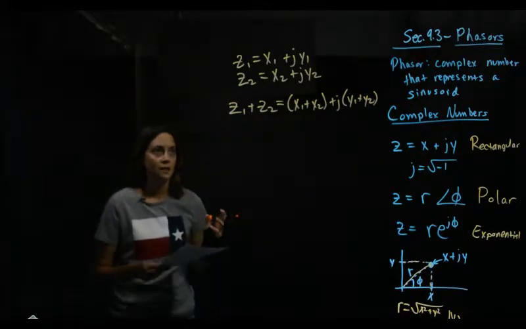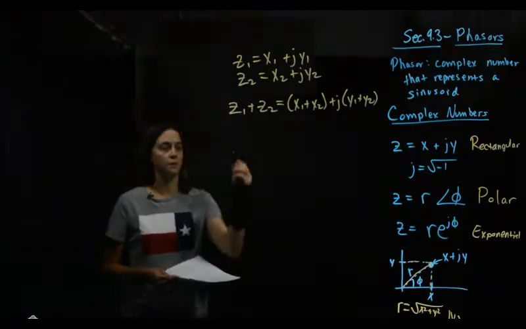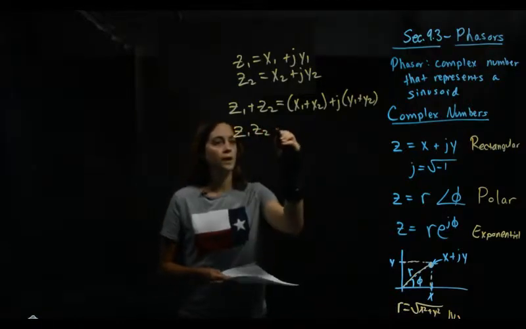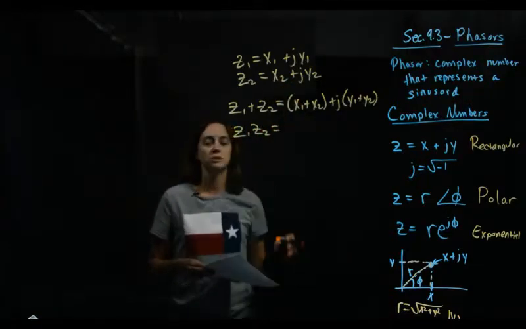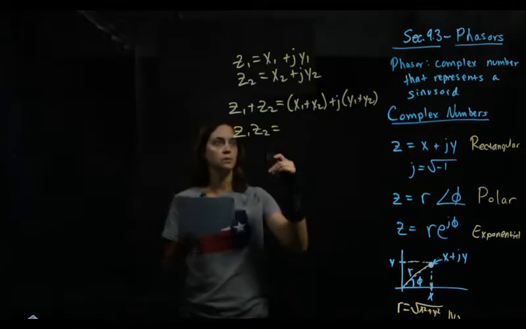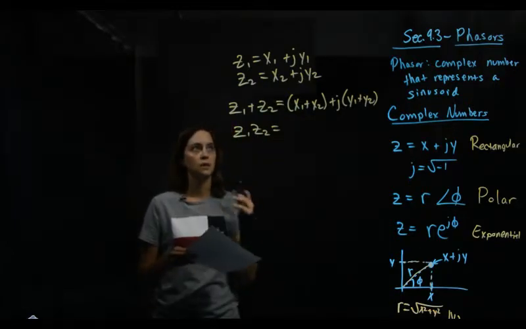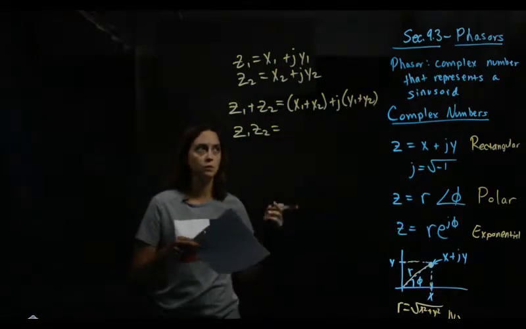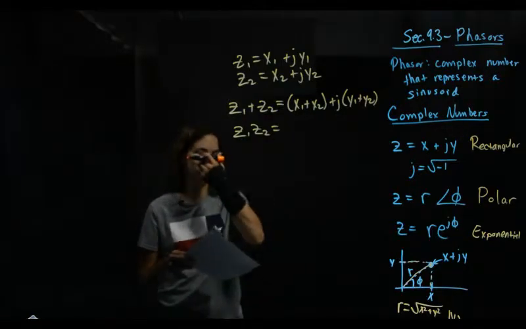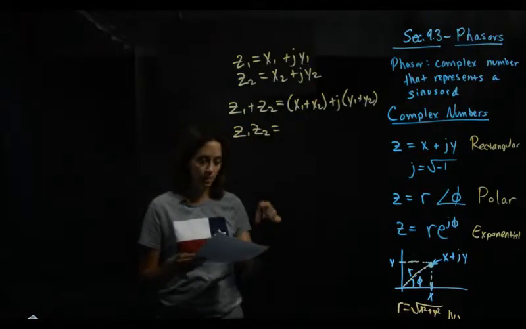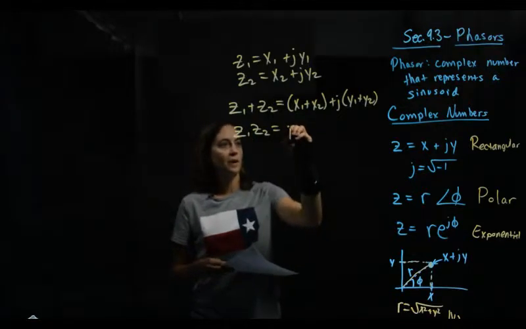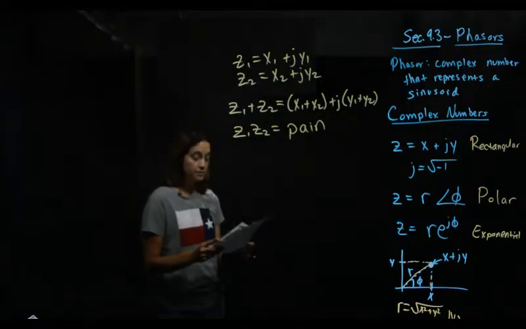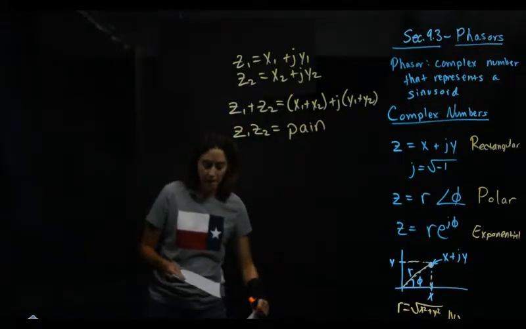Where it becomes a pain is when we need to multiply them. So if we want z1 times z2, well now we've got to do a whole bunch of stuff, right? We end up with an x1 x2, then plus j x1 y2, and then plus j x2 y1, and then plus j squared y1 y2, which is -1, and so on. Takes forever. So this is a pain. So that's when we want to use our phasor notation because it makes the math easier.